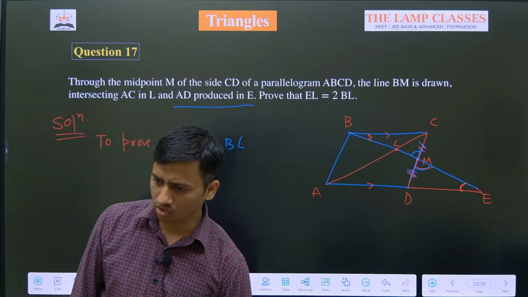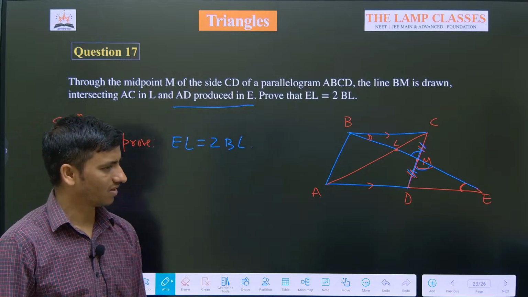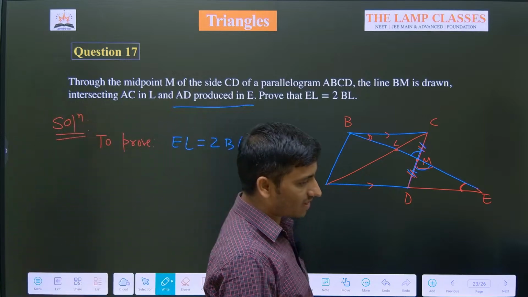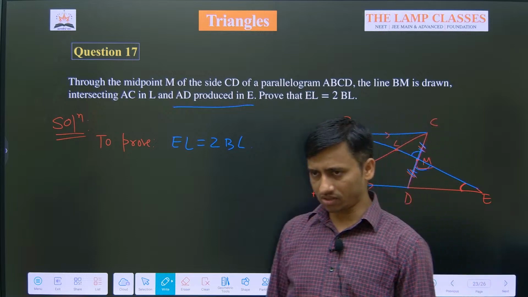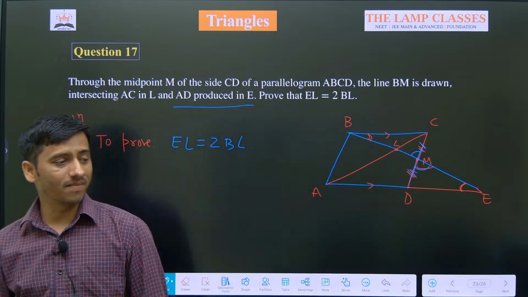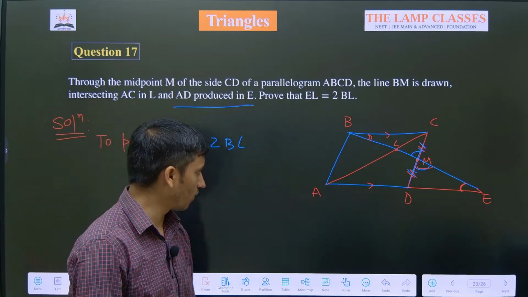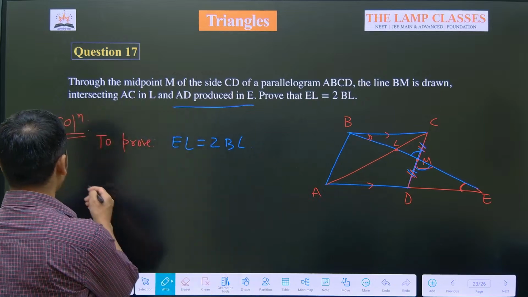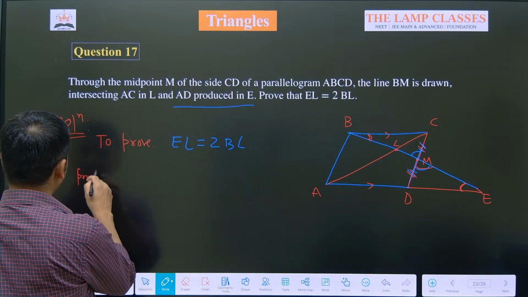So, can we say those two small triangles are congruent? But we have to specify that also. Why? Because it's a 5-mark question, right, guys? So, we have to explain that also. So, we should write in the proof part. Let's write that.